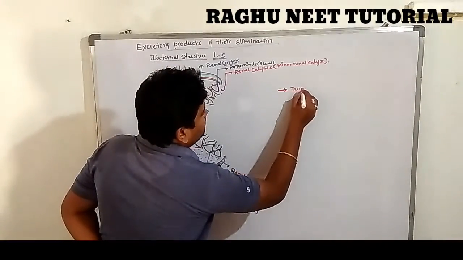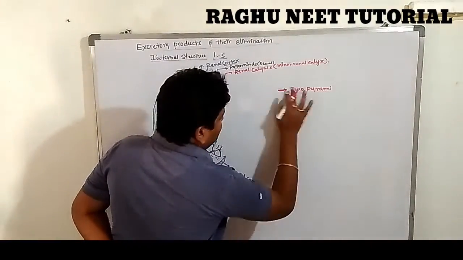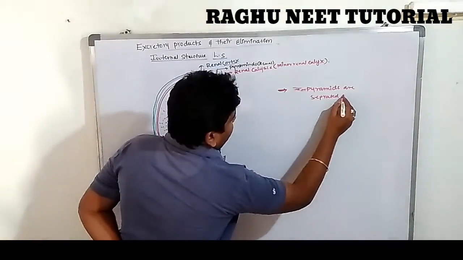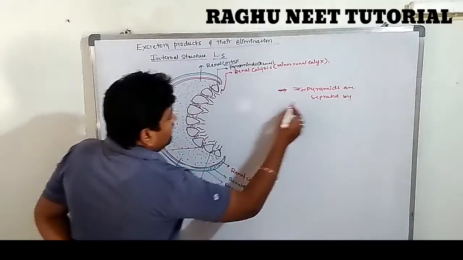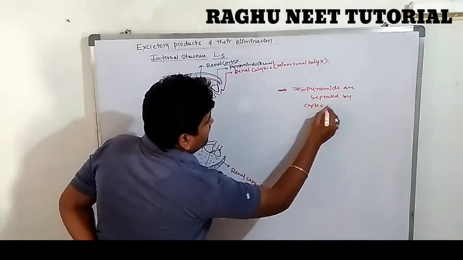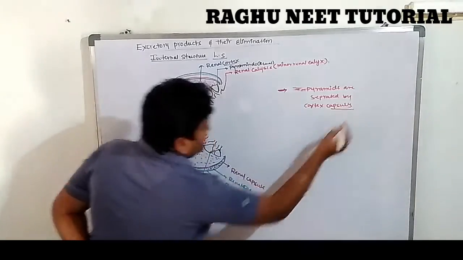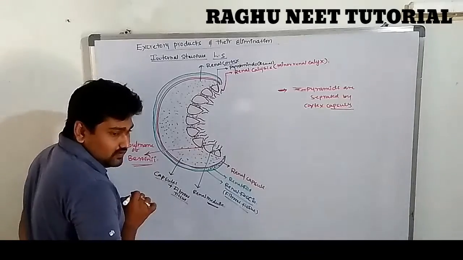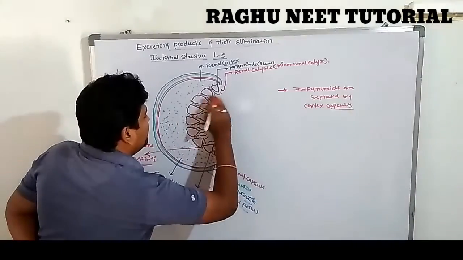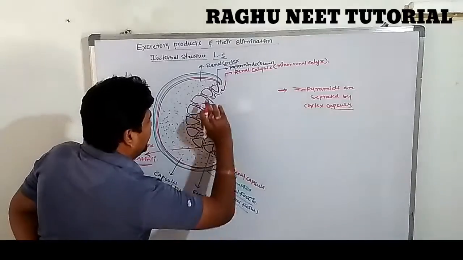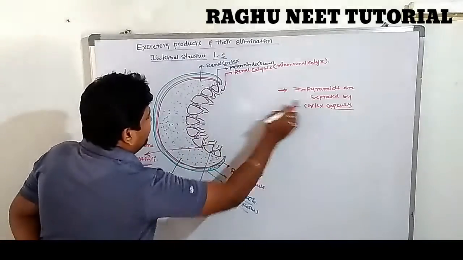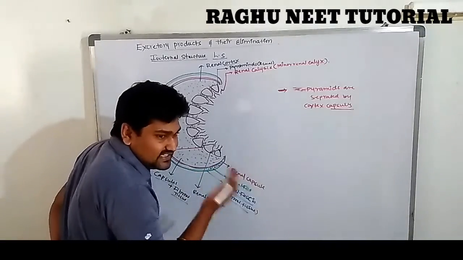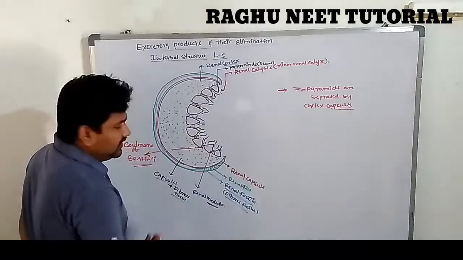The two pyramids are separated by the cortex capsules. That is known as the column of Bertini. This comes in examination for 2 marks. Are you clear? The gap in between two pyramids is completely filled with cortex capsules. You can write anywhere: two pyramids are completely separated by the cortex capsules. That is called the column of Bertini.